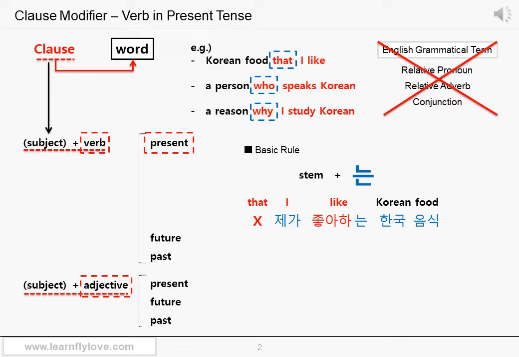제가 like, 좋아하는 Korean food, 한국 음식. 제가 좋아하는 한국 음식. Korean food that I like. It's easier than you expected, isn't it? Let's learn the rest one by one.